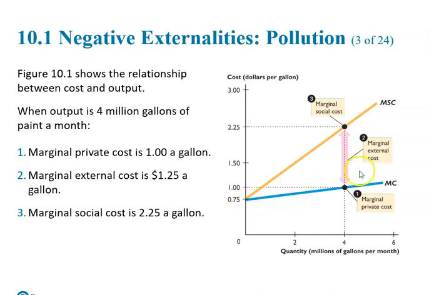But as production increases, the marginal social cost keeps on increasing, because in the case of paint, there is a cost on others which is being incurred by the producer, and that cost is in terms of pollution, because paint production causes pollution. So the marginal social cost then becomes $2.25 per gallon at a production point of 4 million gallons per month.